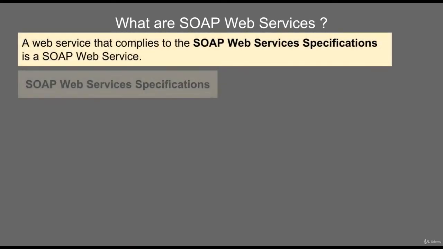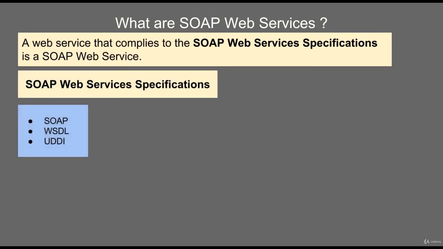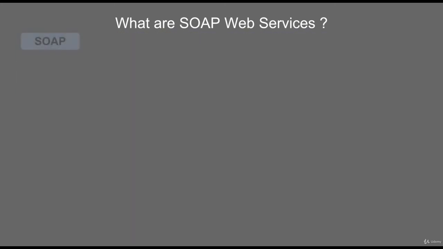So we have already learned that any web service that follows the SOAP web services specifications can be called a SOAP web service, and these guidelines are laid down by a central body, W3C. And there are three basic rules that a SOAP web service has to comply with to actually become a SOAP web service. So let us see what SOAP means.